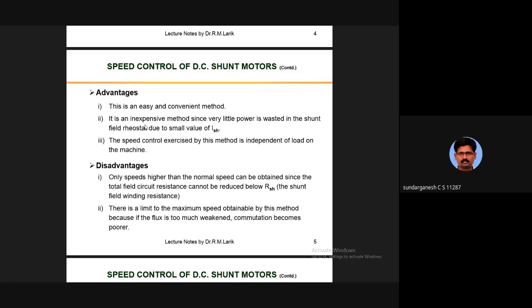Disadvantages: there is a limitation also. You can go up to a particular speed. There is a limit to the maximum speed obtained by this method. If you increase the speed, it will affect the commutation and also cause some sparking problem. So you have to limit the speed, up to 1600 or 1650. You cannot go further. So these are the advantages and disadvantages.